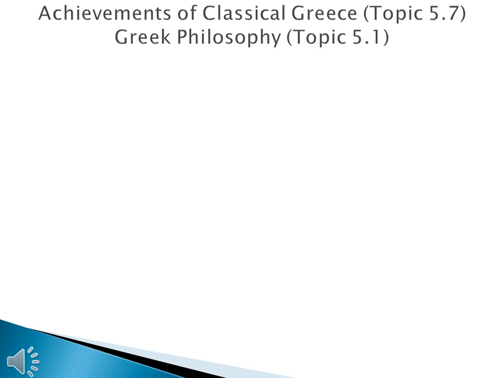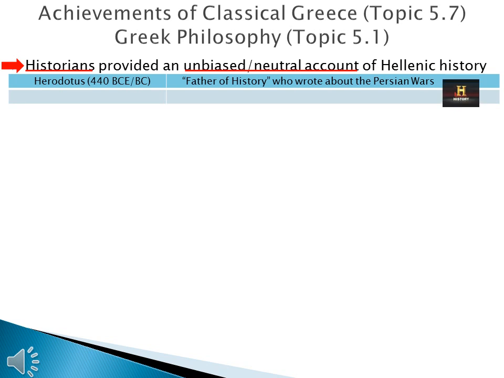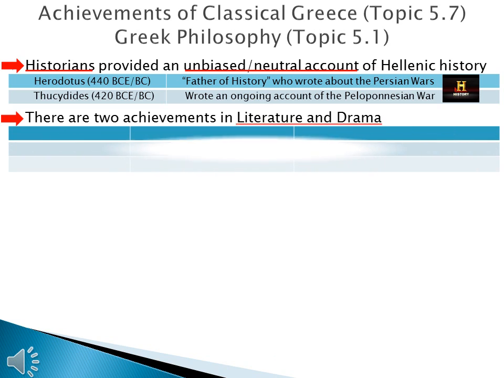Now that we've reached the golden age of Greece, let's look at achievements of classical Greece, topic 5.7, and Greek philosophy, topic 5.1. Two historians provided an unbiased and neutral account of Hellenic history. Herodotus is the father of history, who wrote about the Persian Wars, and Thucydides wrote an ongoing account of the Peloponnesian War. There are two achievements in literature and drama, so let's look at the achievement, what it represents, and its notable persons and works.